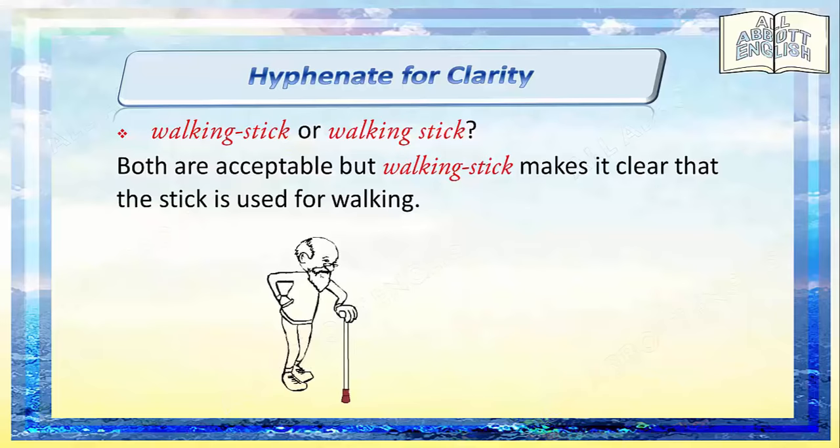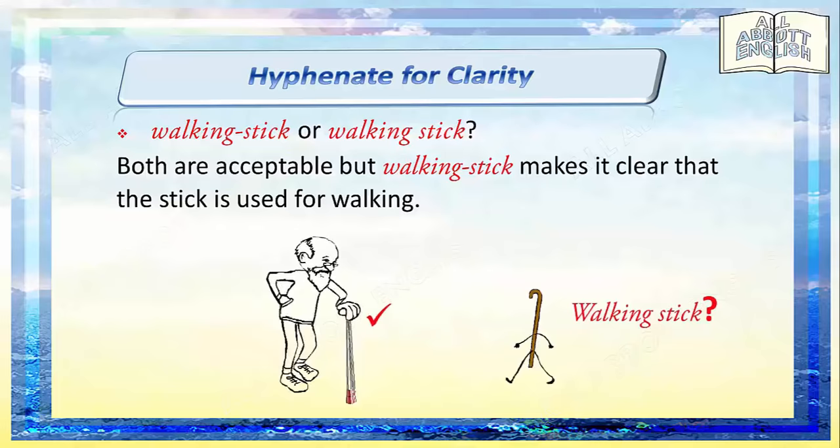In this example, the walking-stick is used to assist an individual who is unsure or unsteady, due to old age, or other factors that contribute to the weakness of the legs. As two separate words, with walking as an adjective and stick as the noun, it is ambiguous and can be misread. So, do you actually mean that the stick is doing the walking?